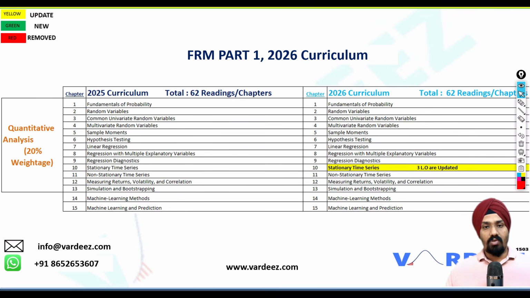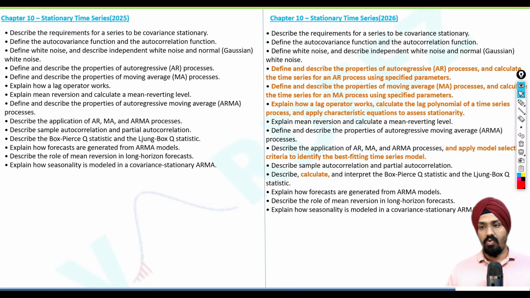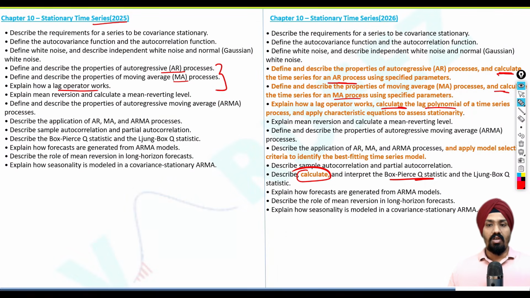So this is where the learning objectives, as you can see here, for the stationary time series in 2025, specifically these learning objectives, we had the autoregressive process, moving average process, and lag operators. But now they have even added a calculation for the AR process, calculation for the MA process, calculate the lag polynomial of a time series, and there has just been added a calculate for the Box-Pierce Q statistic. So basically some calculation keywords have been added to this particular chapter. Nothing beyond that we have it.